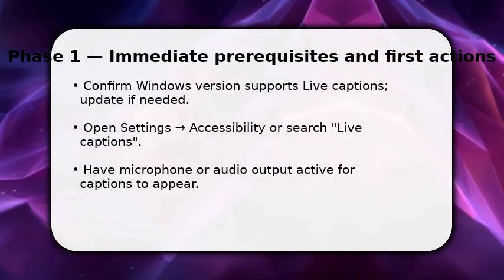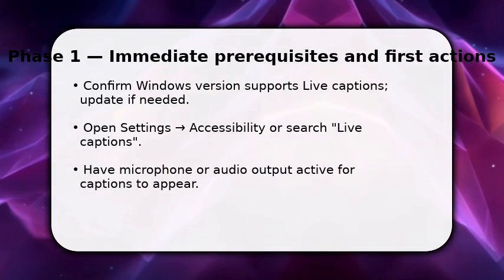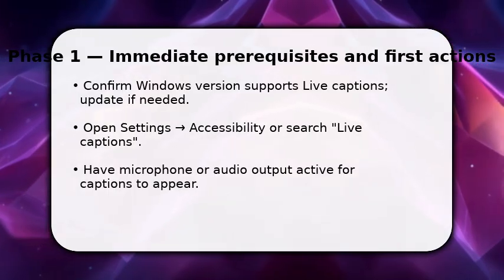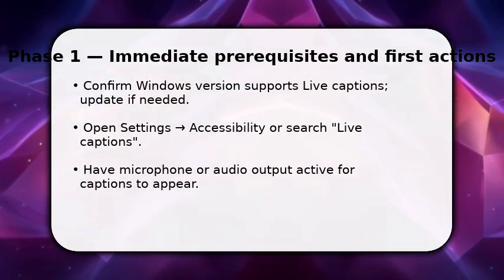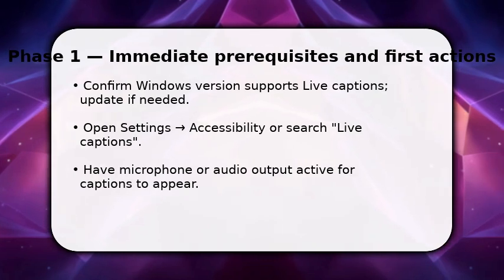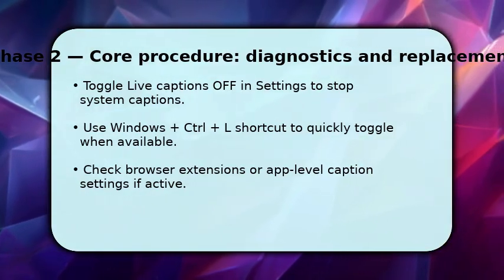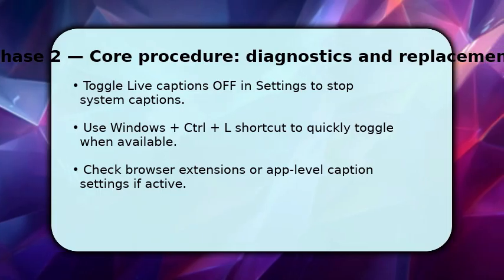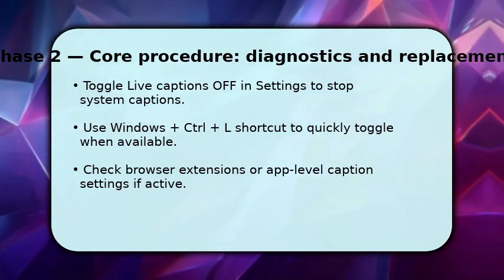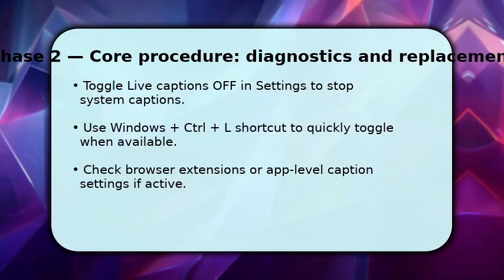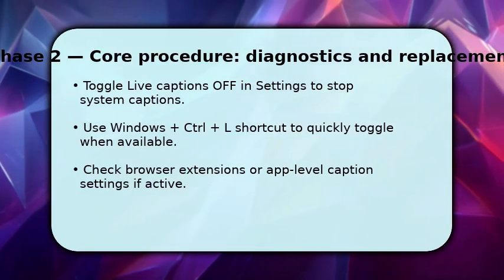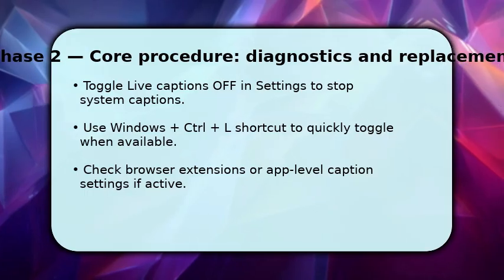Now tap the Live Captions entry so you can see the on/off toggle. We'll flip it next to stop captions from appearing during media playback and meetings. Now switch the Live Captions toggle to off to remove the system overlay. You'll immediately see captions disappear. If the feature persists, use the shortcut Windows plus Control plus L to force a toggle. This helps when the panel is pinned.